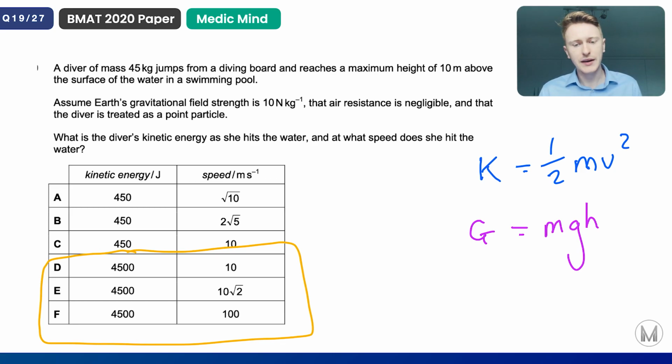Looking at D, E, and F, we now have to work out the speed. We know the kinetic energy is 4,500. We can then take this equation in blue and start to rearrange. We can do the 4,500 multiplied by 2 to get rid of the half. That will give us 9,000. We then have to take the mass onto the other side. So 9,000 divided by the mass, which is 45, will give us an answer of 200.